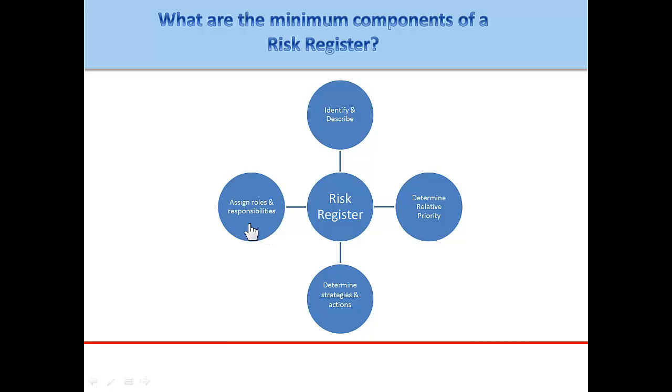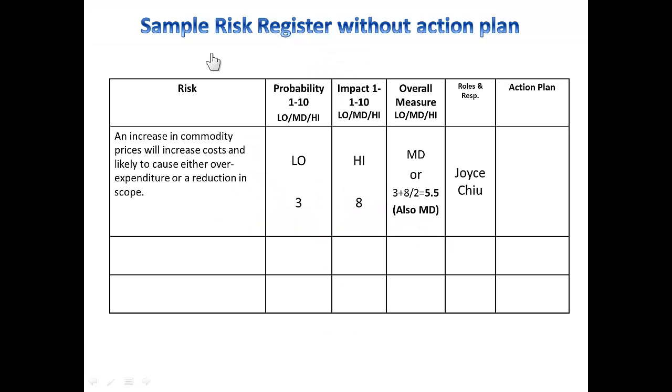This can be done simply by identifying the owner of the problem, or in a more complex way by using a tool such as RACI. RACI is a topic of another PM Tools video if you'd like to know more about that. This is an example of a simple risk register without the action plan. It has both qualitative descriptions, low, medium, high, and numbers 1 through 10. These are designed to make comparison and prioritization of the risks easier.